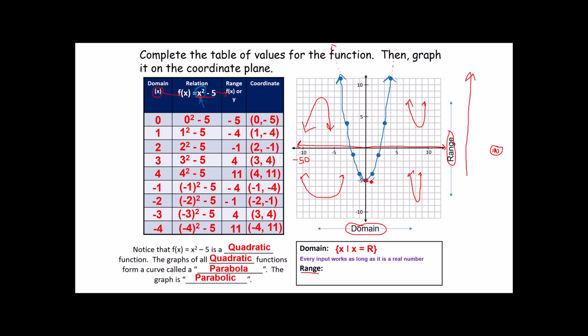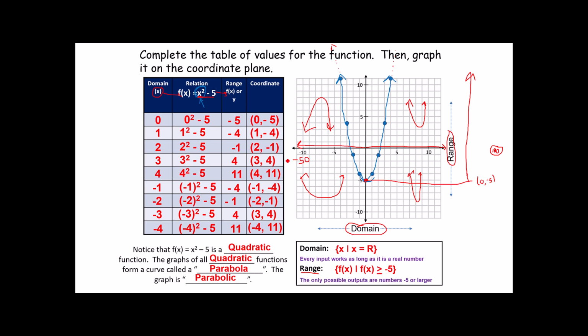But when I look how low it goes, it only goes to this point right here. It only goes down to the point (0, -5). Since my graph goes up forever, but it will never go below -5, I say that my range is any number as long as I pick a number that's greater than or equal to -5.